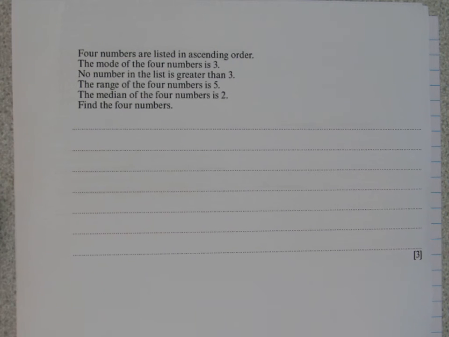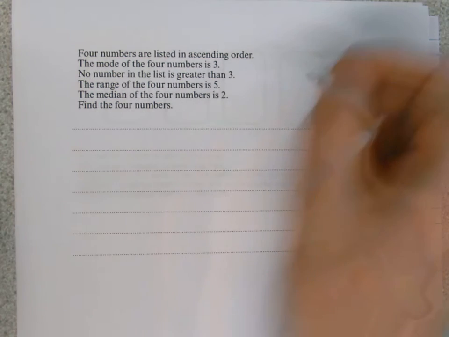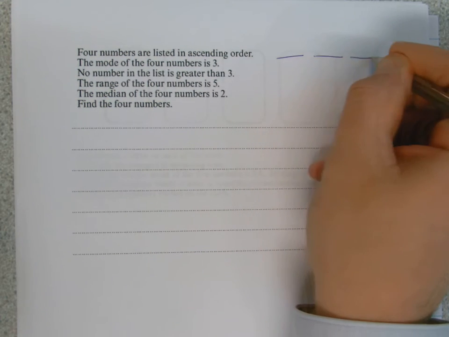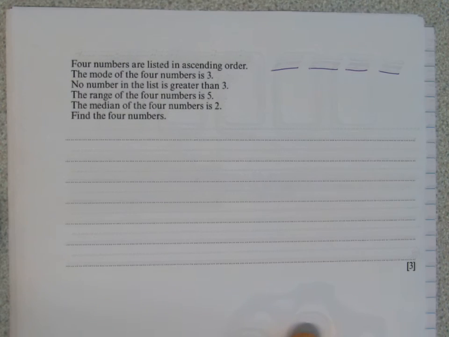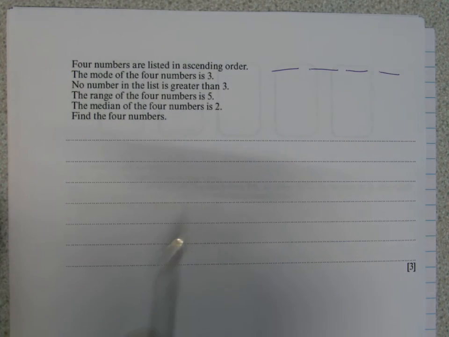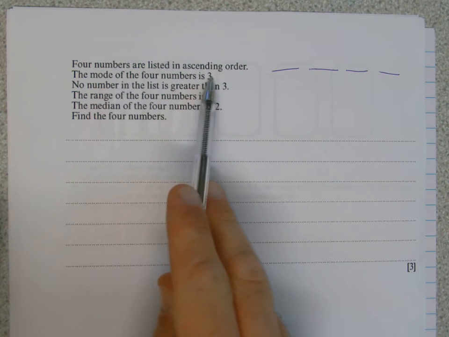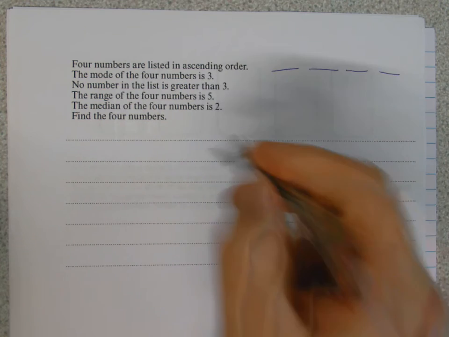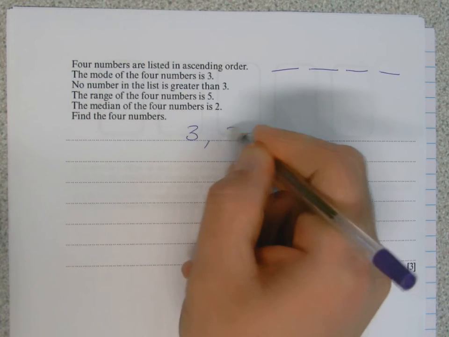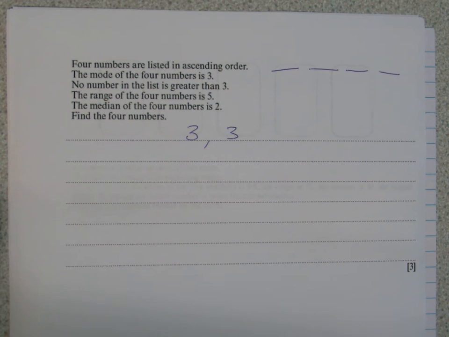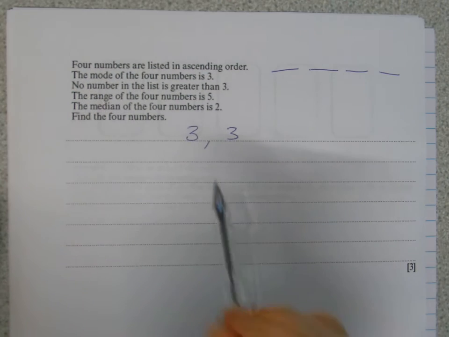Okay, second question. You've got here 4 numbers listed in ascending order. The mode of the 4 numbers is 3. So we've got 4 numbers. It's nice to have boxes, but if there's no boxes there, you can do that to identify these 4 numbers. Now the mode of the 4 numbers is 3. Mode means most. So you know you're going to have more than 1 3. You're going to have at least 2 lots of 3. You could have more. You could have 3 lots of 3. You could have 4 lots of 3. They all could be 3.